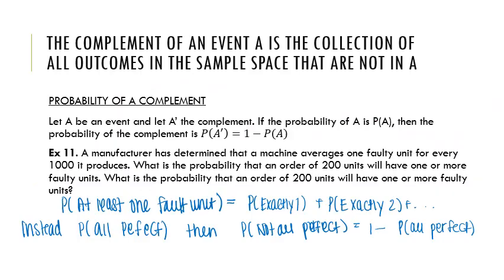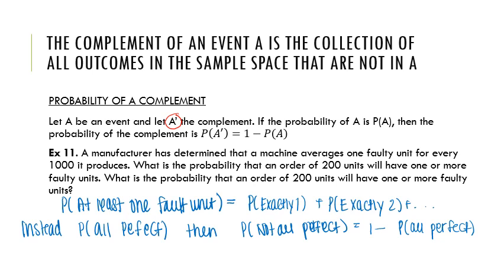So the complement of an event A is the collection of all outcomes in the space that are not in A. So we call A prime the complement. That little apostrophe is, I call it A prime. And if the probability of A is probability of A, then the probability of the complement is 1 minus probability of A. So here we have a manufacturer has determined that a machine averages 1 faulty unit for every 1,000 it produces. What is the probability that an order of 200 units will have 1 or more faulty units?